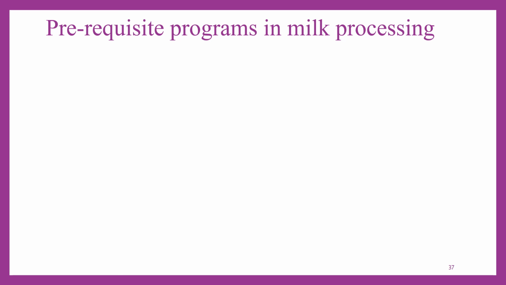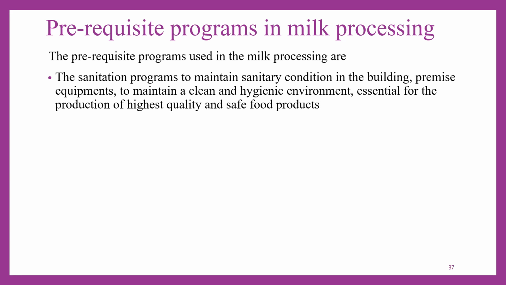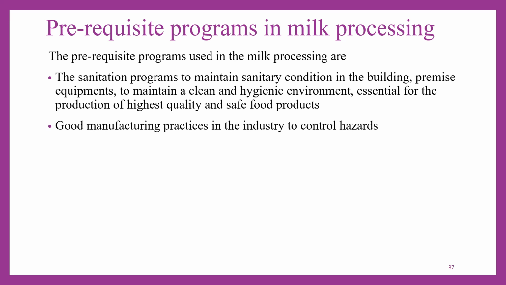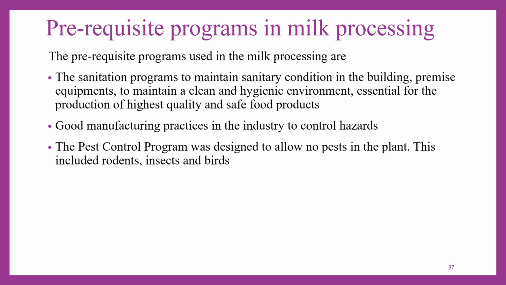Prerequisite programs in milk processing. The prerequisite programs used in milk processing are the sanitation programs to maintain sanitary condition in the building premises and equipment, to maintain a clean and hygienic environment essential for the production of highest quality and safe food products. Good manufacturing practices in the industry to control hazards. The pest control program was designed to allow no pests in the plant. This included rodents, insects, and birds.